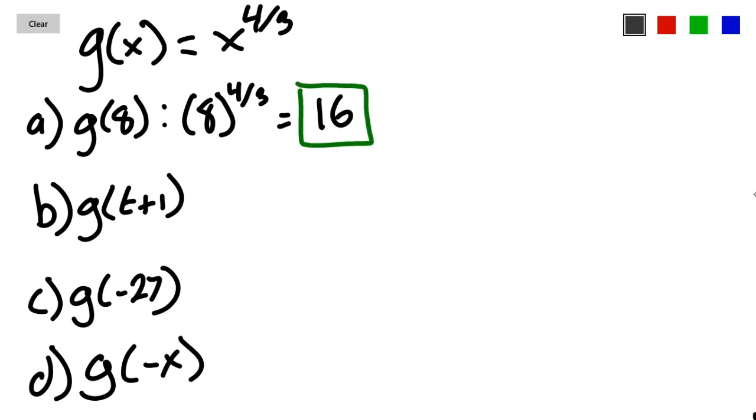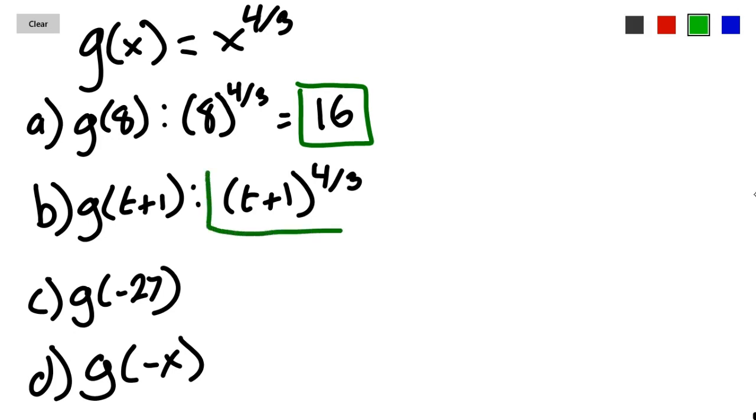So same thing here. If I plug in t plus 1 as my input, what I'm going to have is t plus 1 raised to the 4/3 power. And I don't quite know the expansion for that, but that's good enough. This is the output that I'm going to get. If I have a t in there, then t plus 1 raised to the 4/3 is going to be my output.